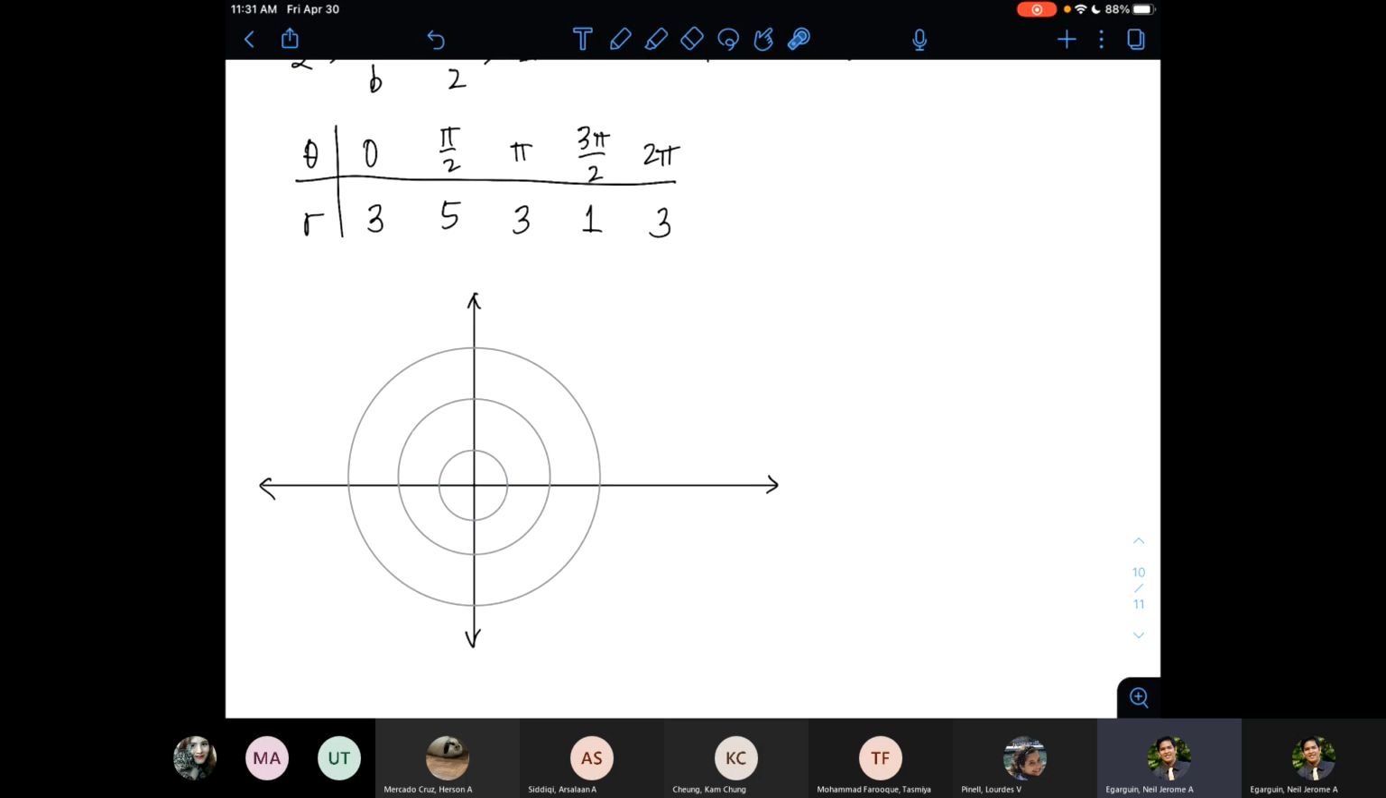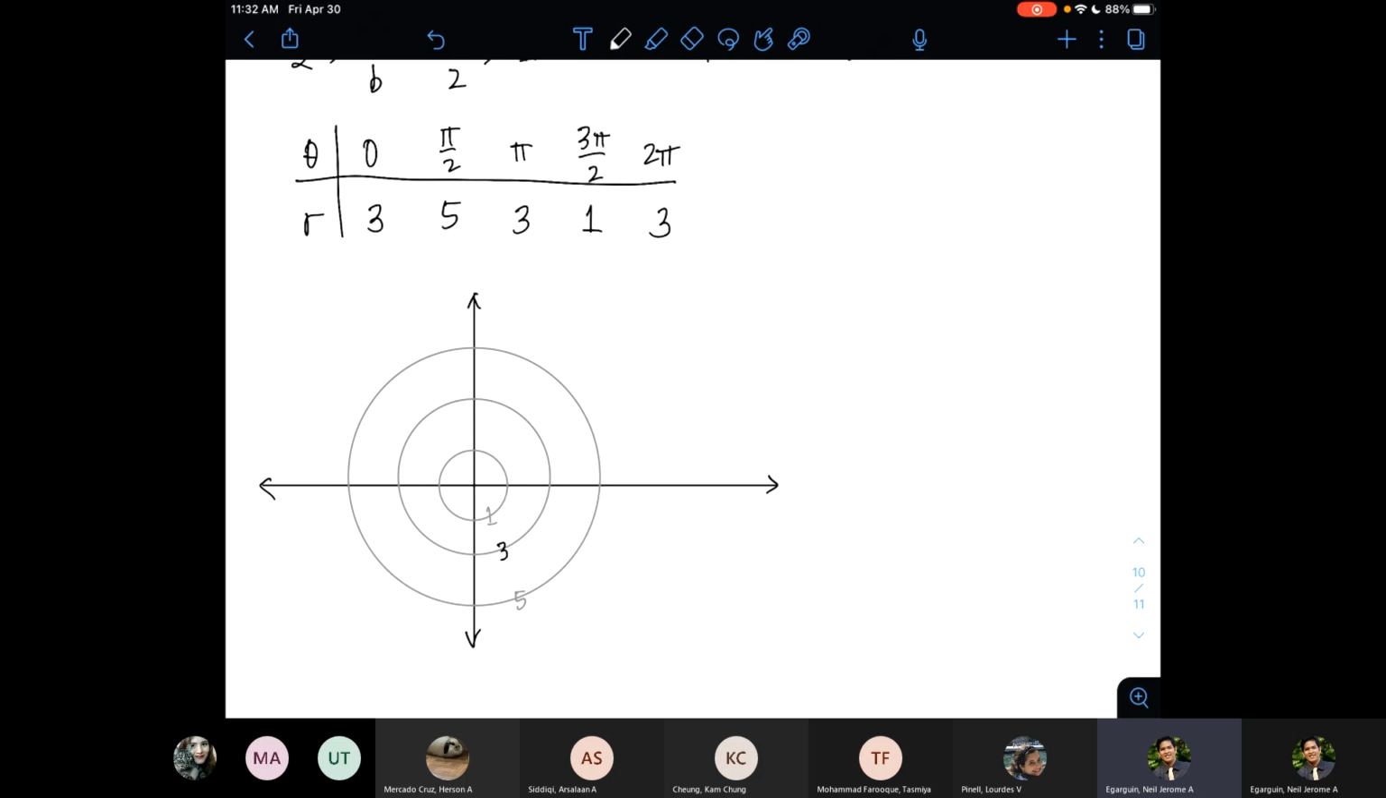All right. So when theta is 0, we are here. The radius value is 3. So let's label it 1, 3, 5. You already know it's almost the weekend because I'm messing things up here. Okay, I'll just keep that there.